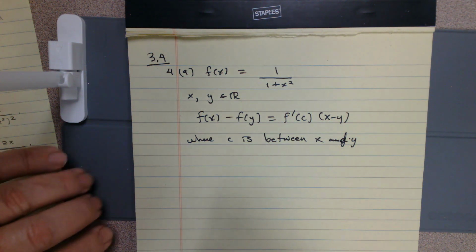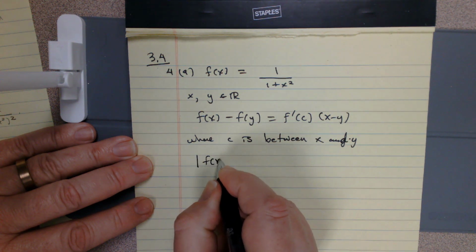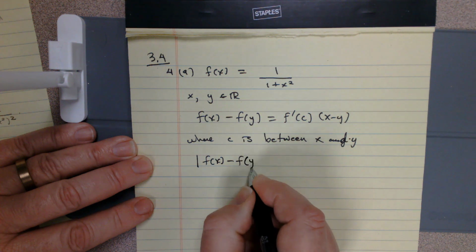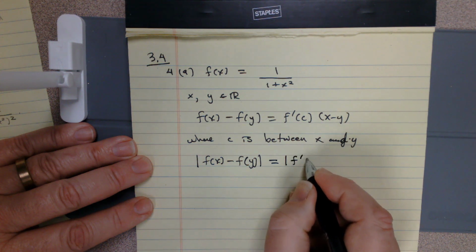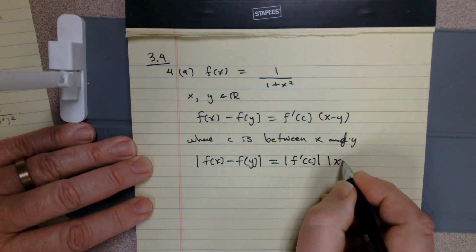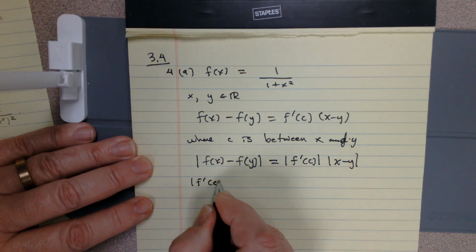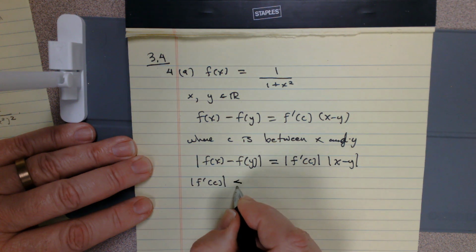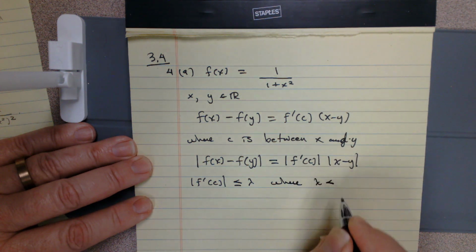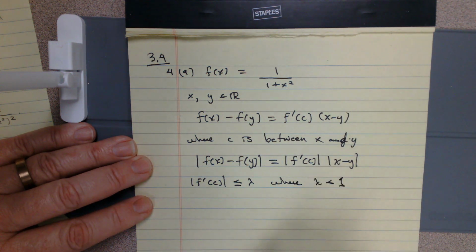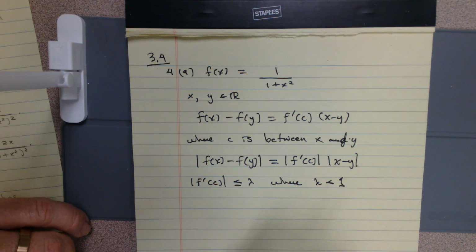f prime of c times x minus y, where c is between x and y. Now, if we look at the absolute value of f of x minus f of y, this is equal to f prime of c times x minus y. If we can say that the absolute value of f prime of c is less than or equal to lambda, where lambda is a fixed number strictly less than 1, then we get that this is a contractive mapping.